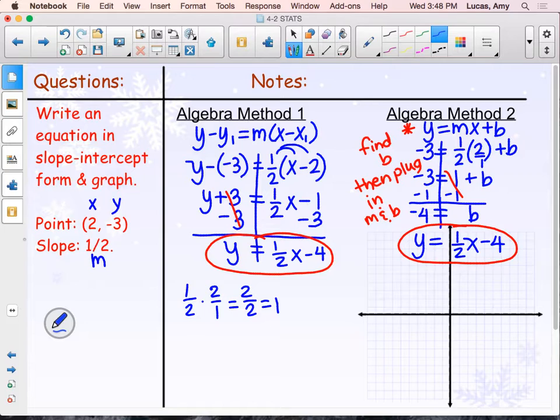The graph, in order to draw the graph, I can graph by using the point and the slope or my slope-intercept equation. I'm just going to graph with slope-intercept. So my intercept is -4. My slope goes up 1 over 2, up 1 over 2, and then I can draw my line. So either algebra method works to get you to the correct answer. You could also graph the point and use the slope to draw the line and then try to find the equation for the line that way. Sometimes it works out nicely, other times it doesn't.